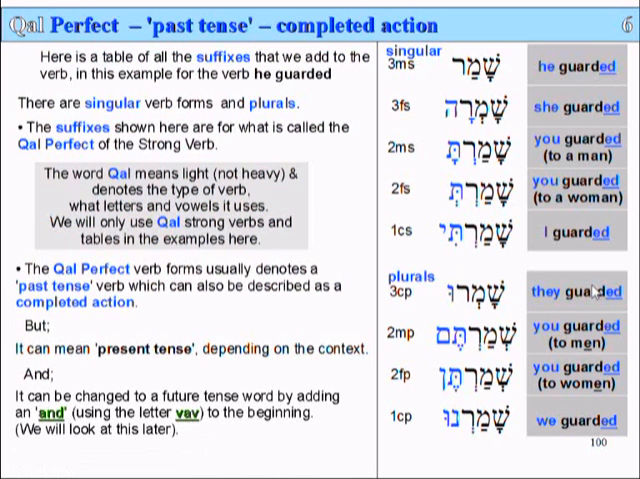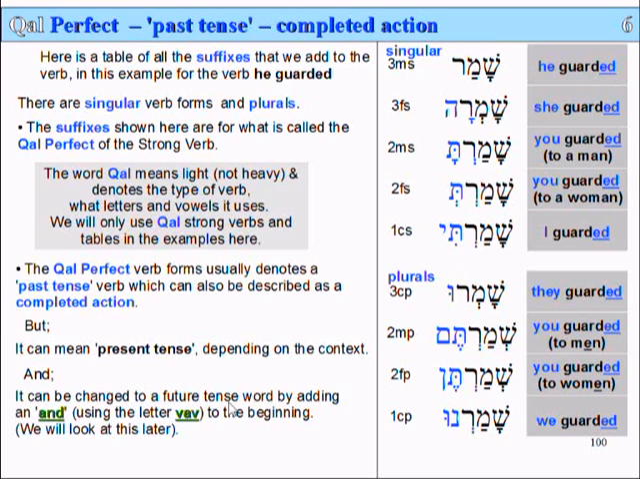As well, it can be changed to a future tense word by adding an 'and' to the beginning. That's adding the letter vav at the front. This is very, very strange. And I'm going to spend some time in the second part of this lesson, lesson 6, talking about why this is from perhaps a philosophical point of view. It's a very strange thing in Hebrew, but God is outside of time, and this is reflected in the language.